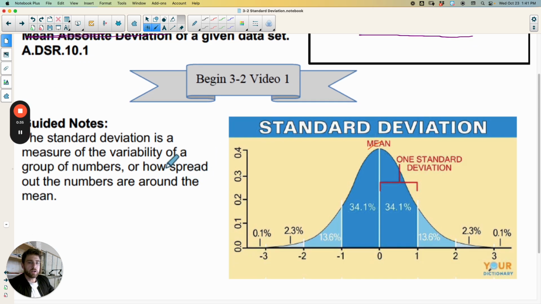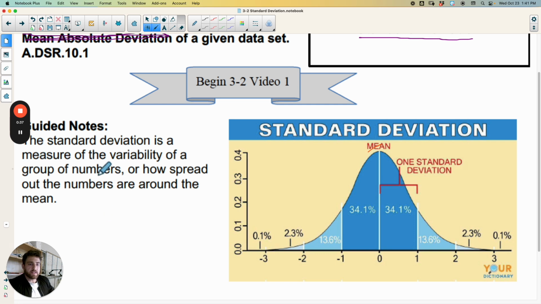All right. So the standard deviation is a measure of the variability of a group of numbers. It means how far spread out the numbers are, or how not far, for lack of a better way to phrase that, those data values are spread out. So if your data values are all smushed together, that's a lower standard deviation. If they're spread apart, that's a higher standard deviation.